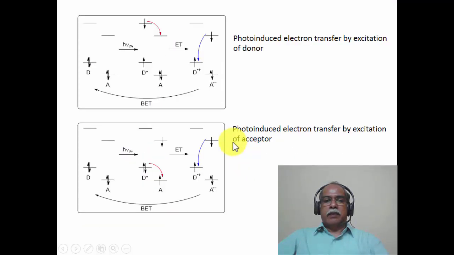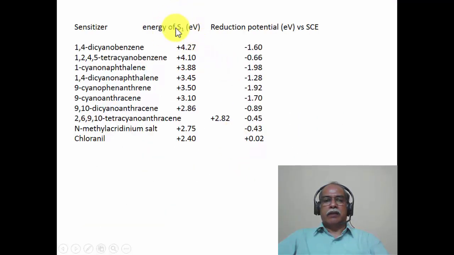The other parameter that is important as far as the sensitizer is concerned, these are also electron acceptor sensitizers, so the reduction potential is extremely important. This is obtained from the electrochemical experiment. This is obtained from the spectroscopic measurement of the absorption spectrum of the molecule. And these two parameters can be experimentally easily obtained by means of electrochemistry as well as spectroscopy, respectively.